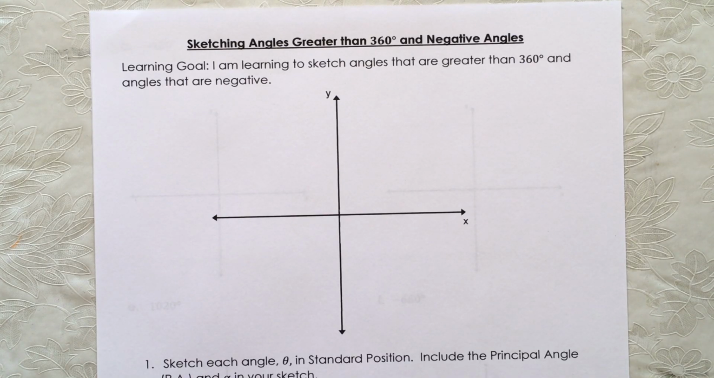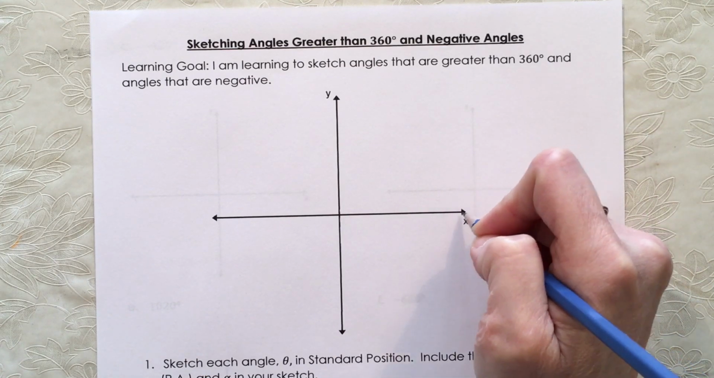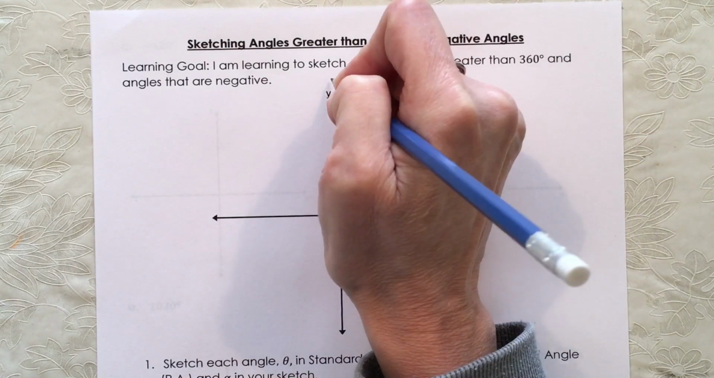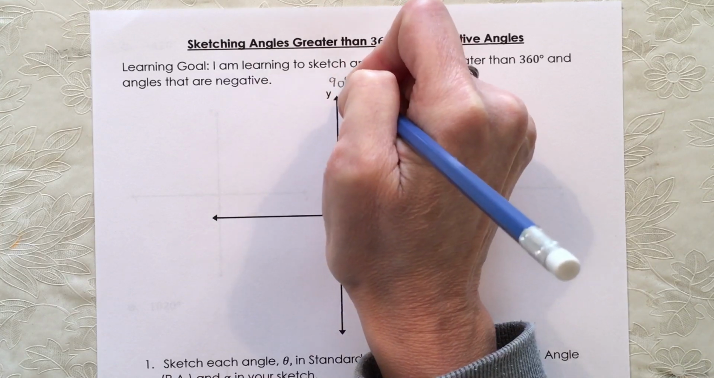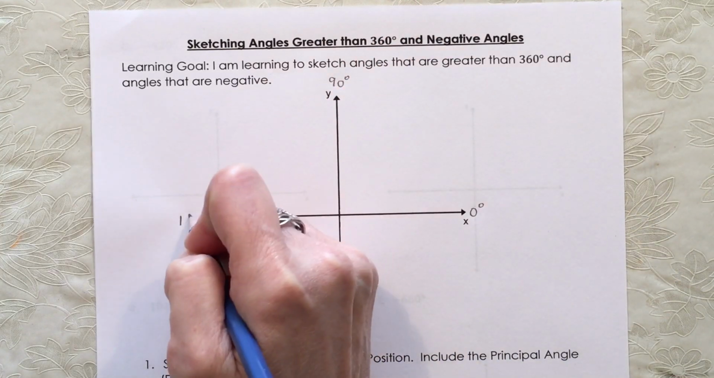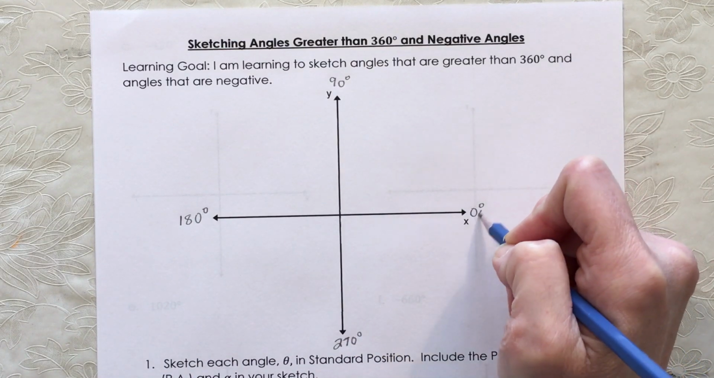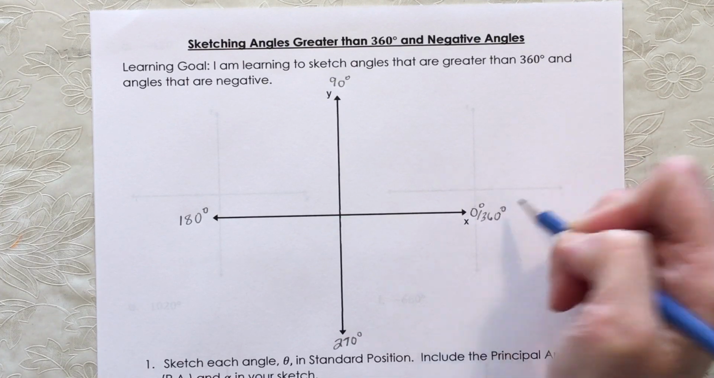Hi everyone, today's lesson is on sketching angles that are larger than 360 and also negative angles. So if we look at our XY axis, and you remember our lessons on angles and quadrants in the CAST rule, we know that the positive x-axis represents 0 degrees, and then up at the top would be 90 degrees, and then the negative x-axis represents 180 degrees, 270 degrees, and then back to 0 is also 360 degrees.